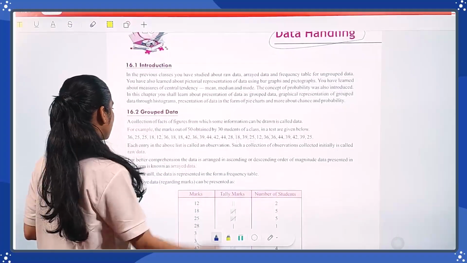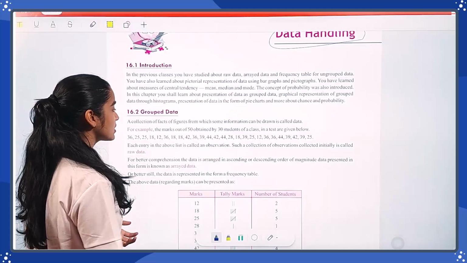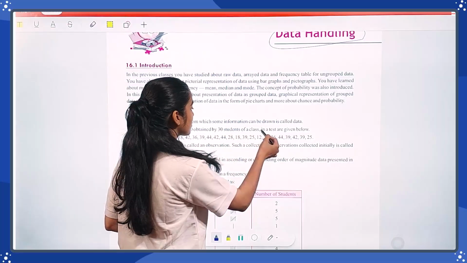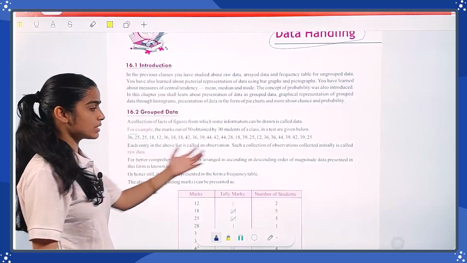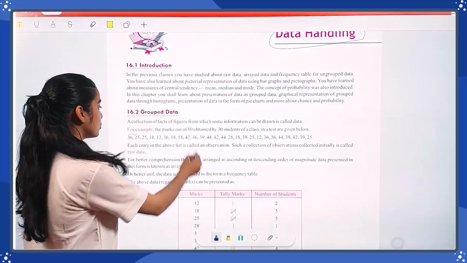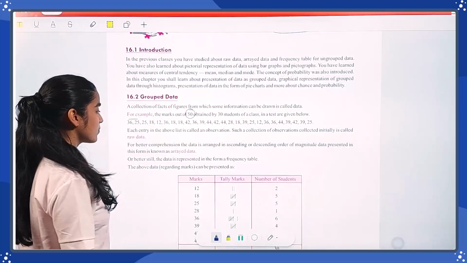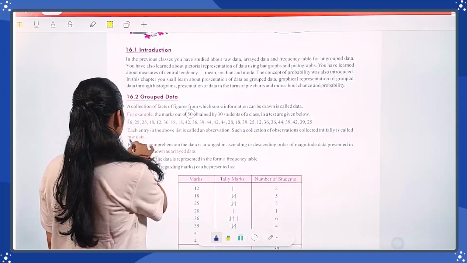Now, group data: a collection of facts or figures from which some information can be drawn is called data. For example, the marks out of 50 obtained by 30 students of a class in a test are given below: 36, 25, 25, 18. So these are the marks of a class out of 50. Each entry in the above list is called an observation. Such a collection of observations is initially called raw data.